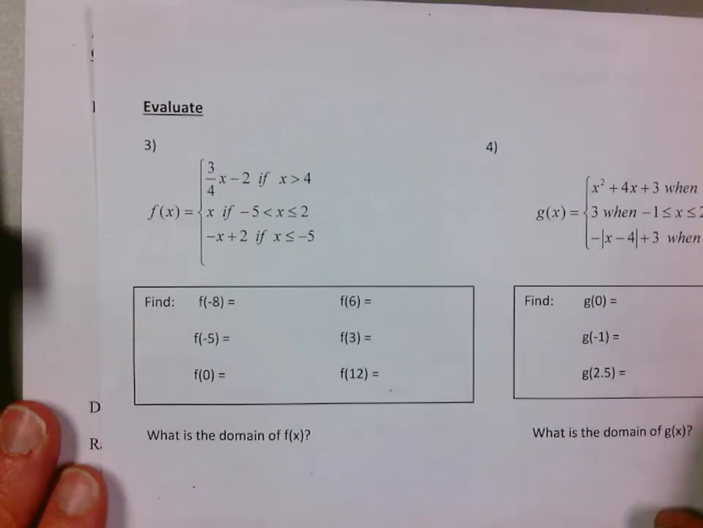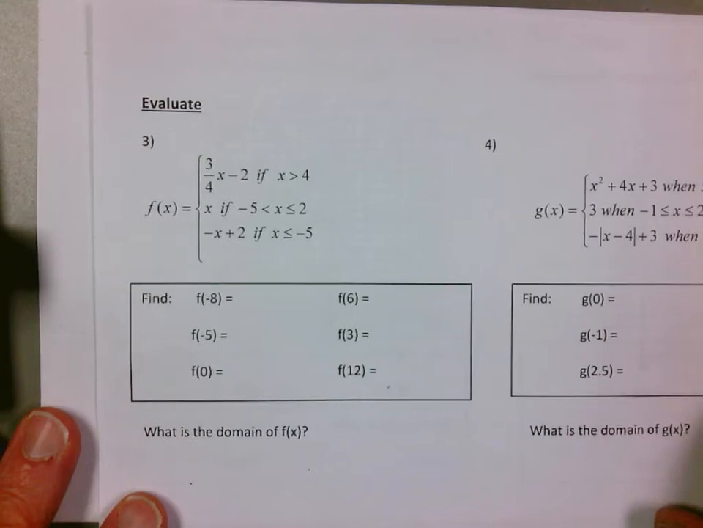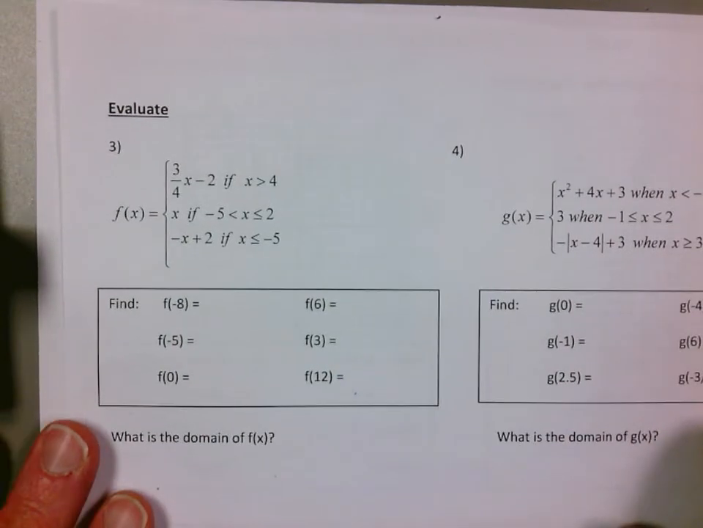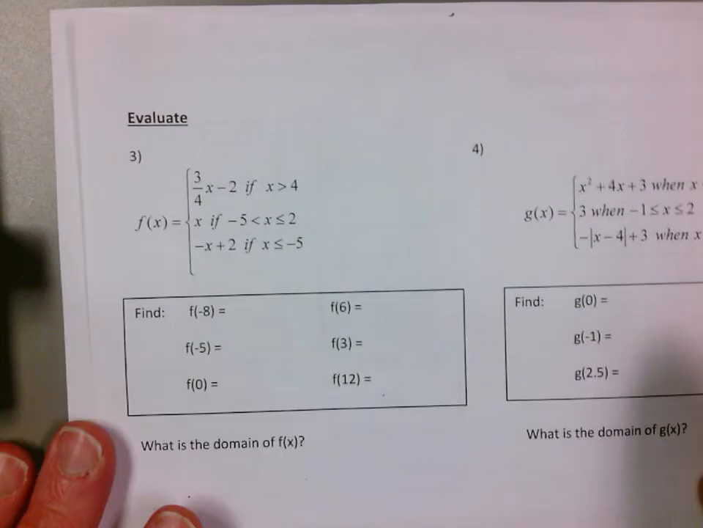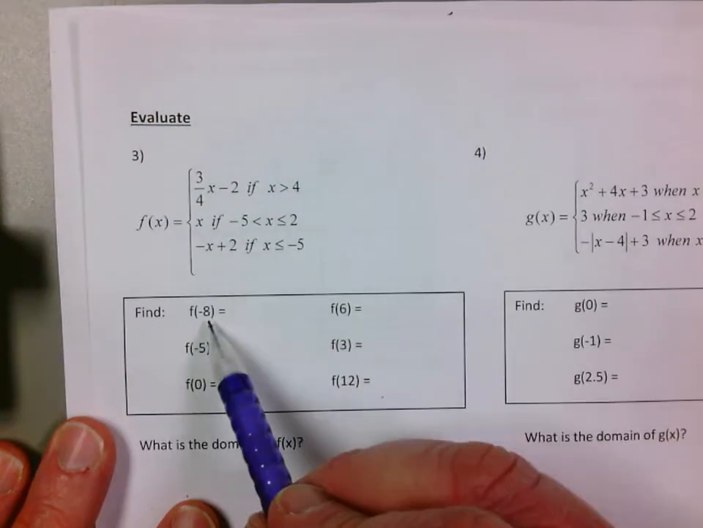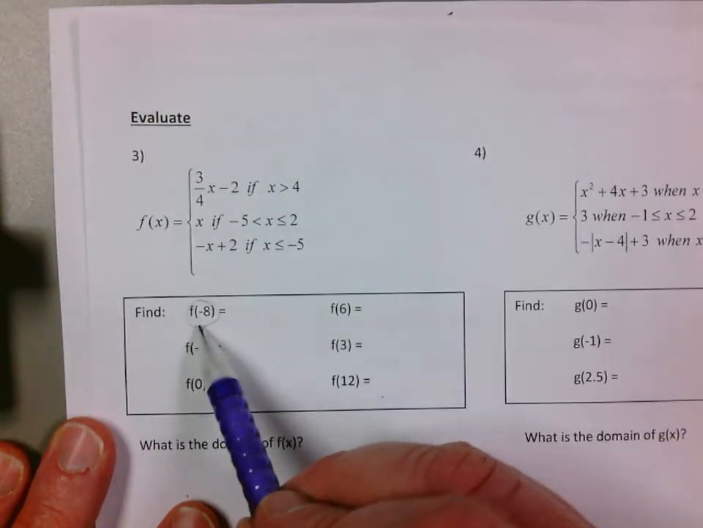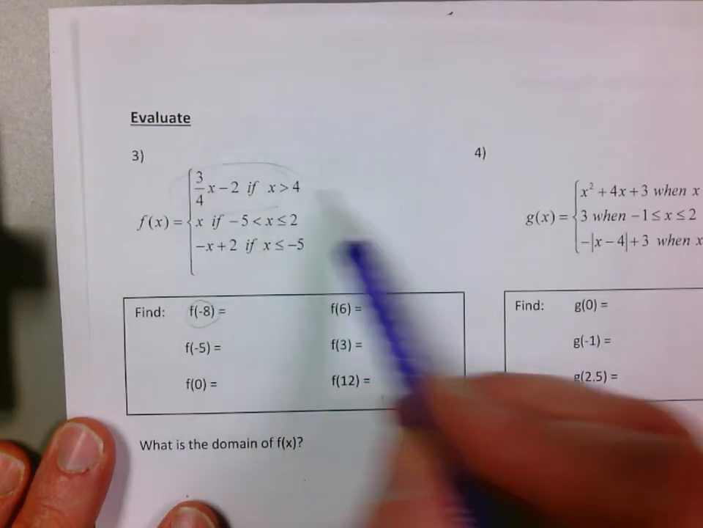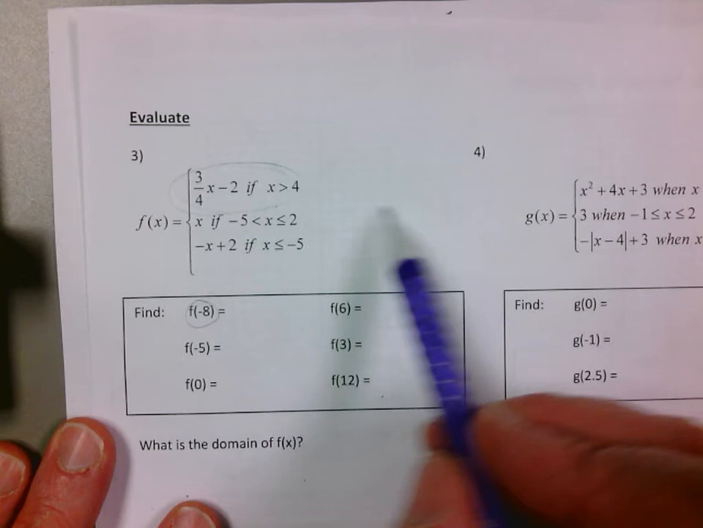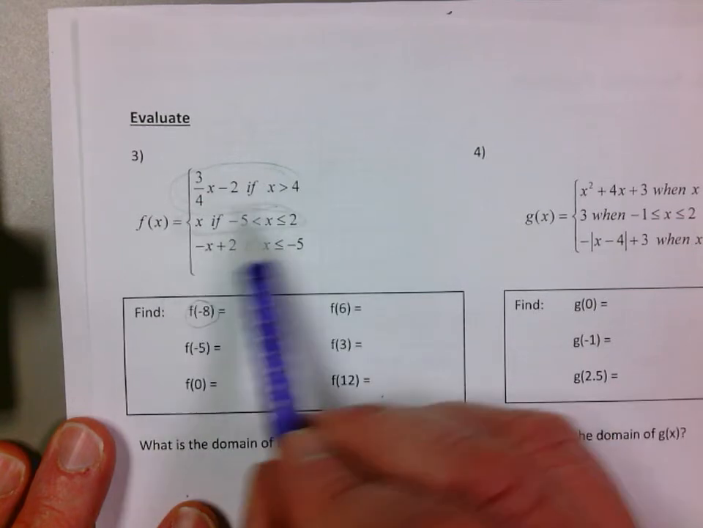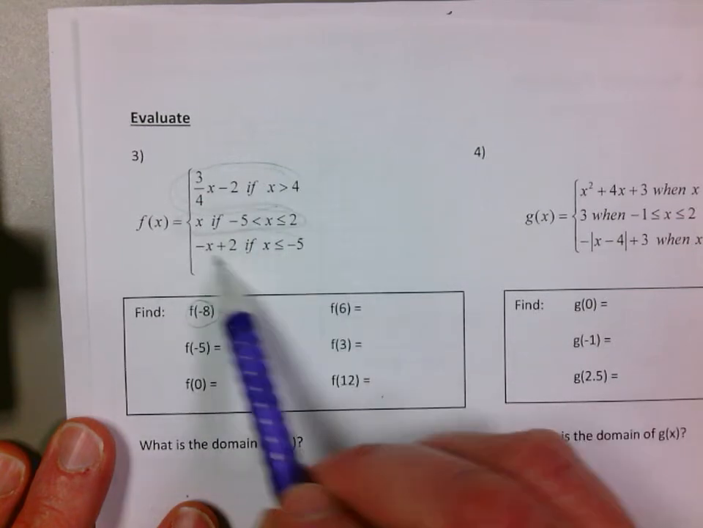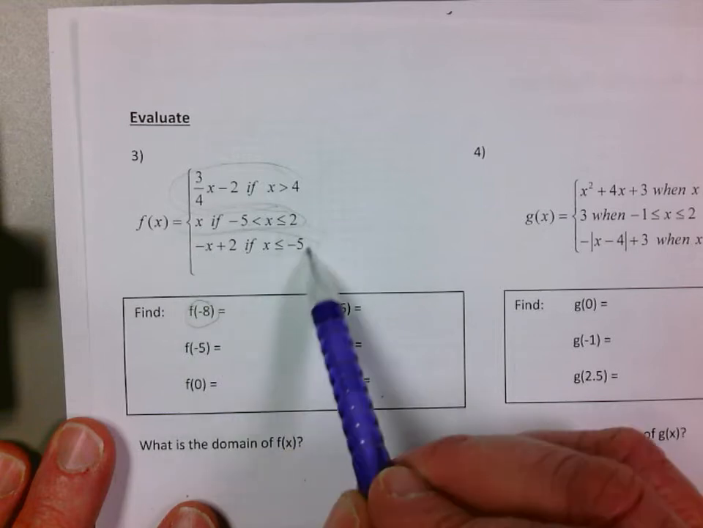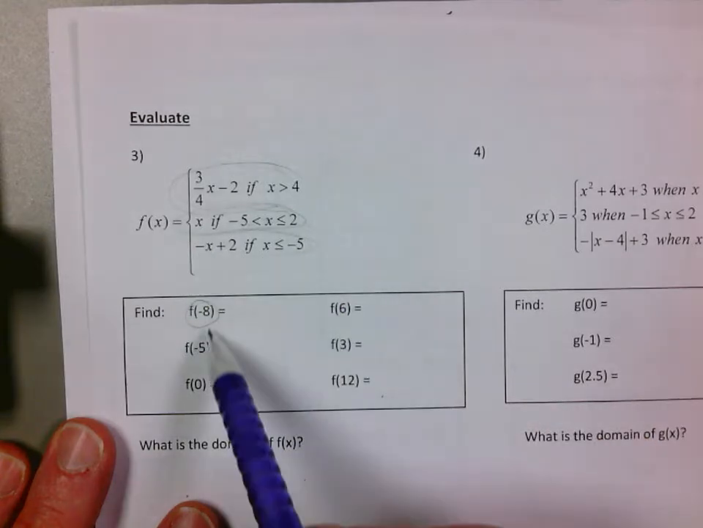So on the back of this homework paper, there's no graph. If it helps, you can use some of that extra graph paper I gave you, but basically what you're looking at is where does this fall in my range. So I'm using this line when it's bigger than 4. I'm using this line when it's between -5 and 2, and when it's less than or equal to 5, I'm using this line. So you just need to determine where those fall and then just substitute in.